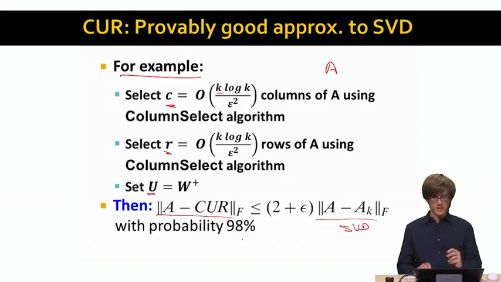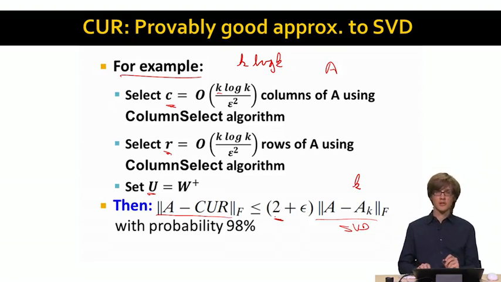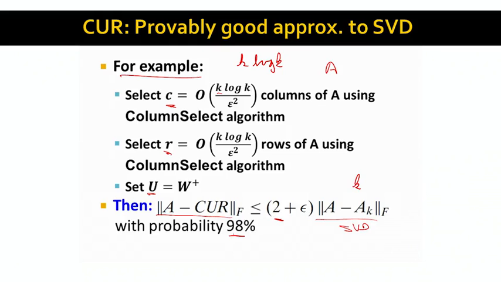And basically what this means is that SVD picks k singular vectors, CUR will pick k log k, so just a bit more than k. And this means that its reconstruction error will be better, or at worst will be 2 times worse than that of SVD, and that will happen with probability 98%. So we get near optimal, at most twice as bad as SVD, almost always, which is a great result.